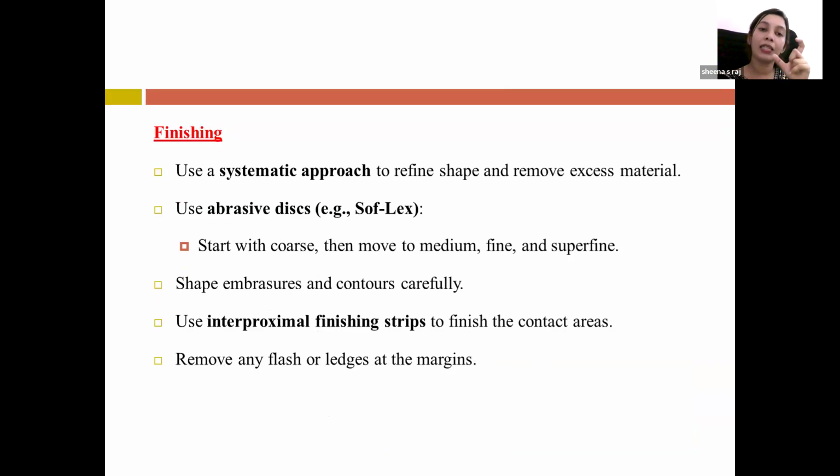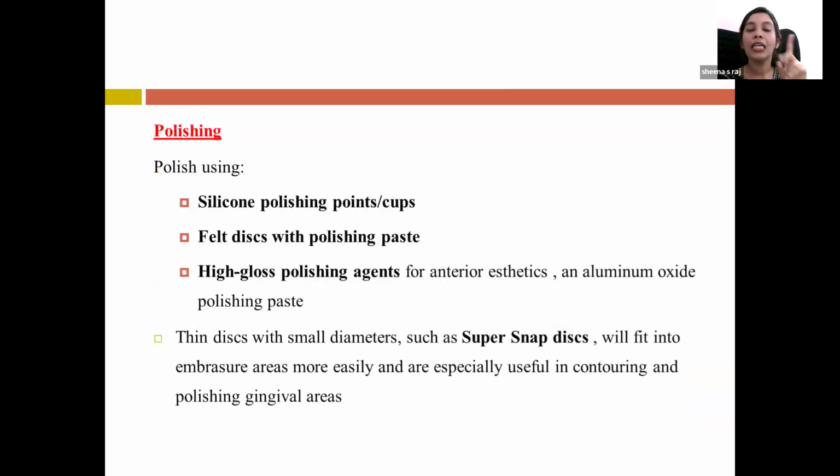So please remember these names. For polishing, silicon polishing cups are there. Felt discs with polishing paste are there. High gloss polishing paste is used, which contains aluminum oxide as a polishing agent. Another important one is a disc, for example the Super-Snap disc, which is also used for creating the embrasures, etc.